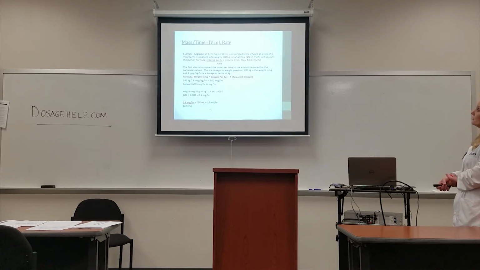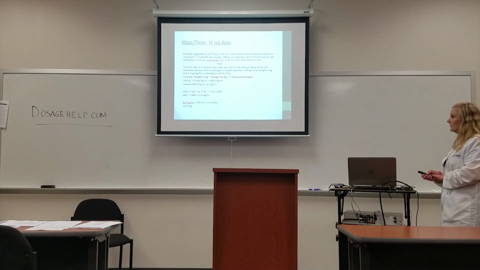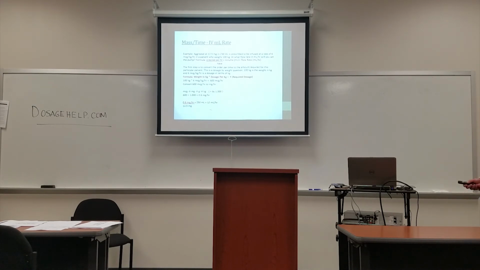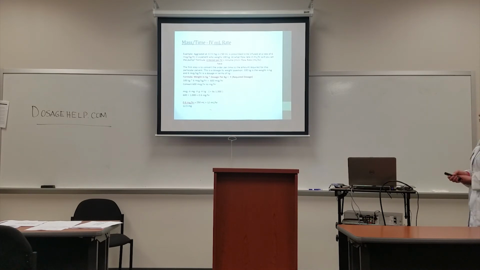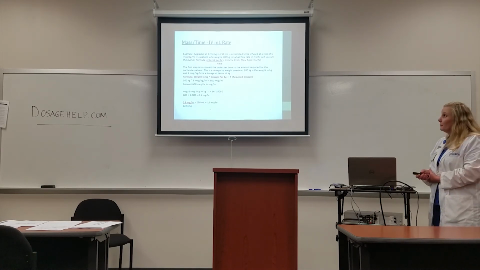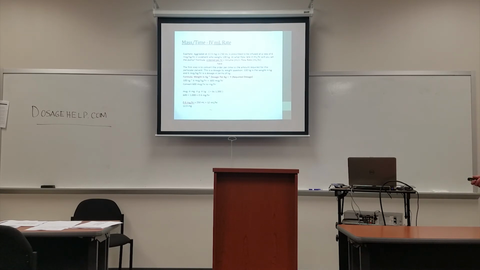So this is a multi-step question, formula, or process. You want to call it a process. The first step is to convert the order per time and the amount required for this particular patient. This is a dosage by weight question because I see my kilograms up there, so I automatically know that. I need to find out what my weight is in kilograms. So 100 kilograms is the weight, and 6 mics per kilogram per hour is the dosage of the drug. So I need to give 6 mics per kilogram, and I have 100 kilograms.